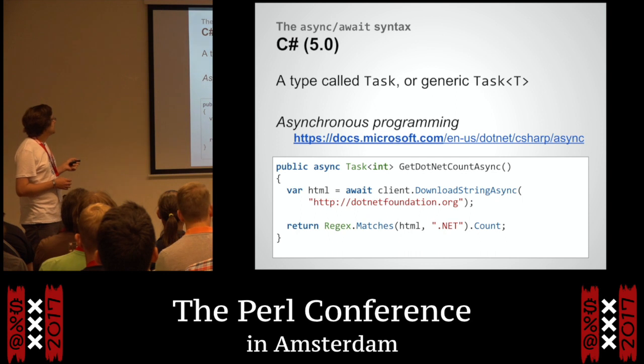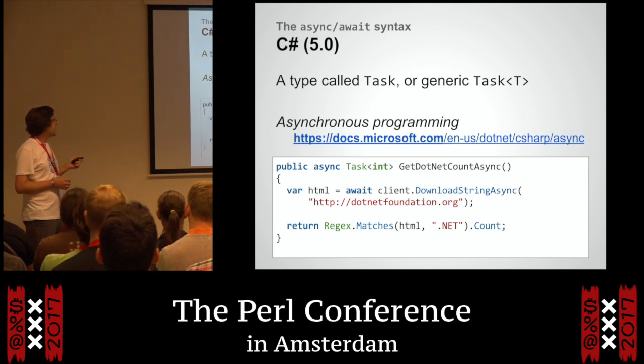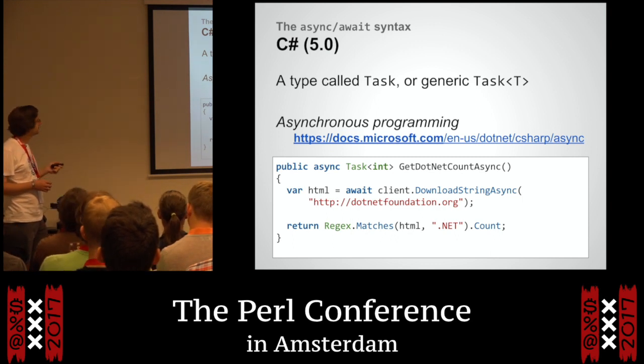And principally, we have these two new keywords, async and await. Async is a little sort of annotation on the function itself, and await kind of appears as this little expression in the middle.